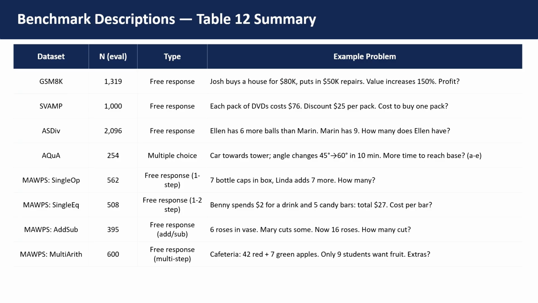So overall, the paper evaluates CoT across arithmetic, common sense, and symbolic reasoning. And this diversity is important because it proves that chain of thought is not limited to a single domain and it is a general reasoning technique.